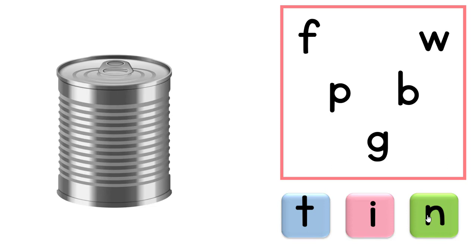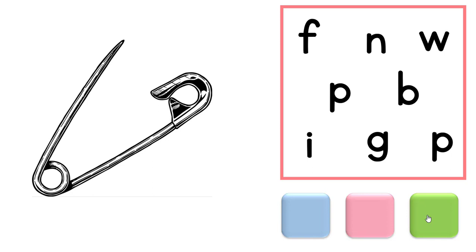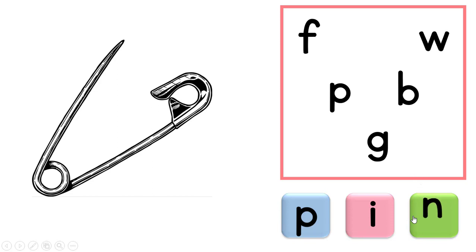Good job. Okay, the last picture for today is, what is it? One more time. Yes, it's a pin. So, what is the first letter for pin? Yes, P. P sound, P. And the next one, I. And the last one, N. And so how to read this word? Pin. Very good. Pin.